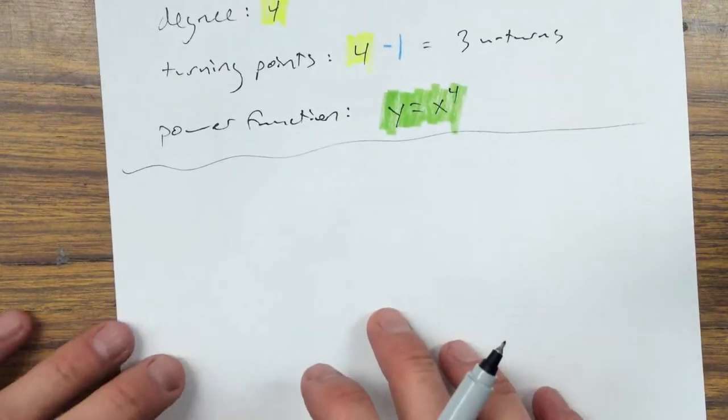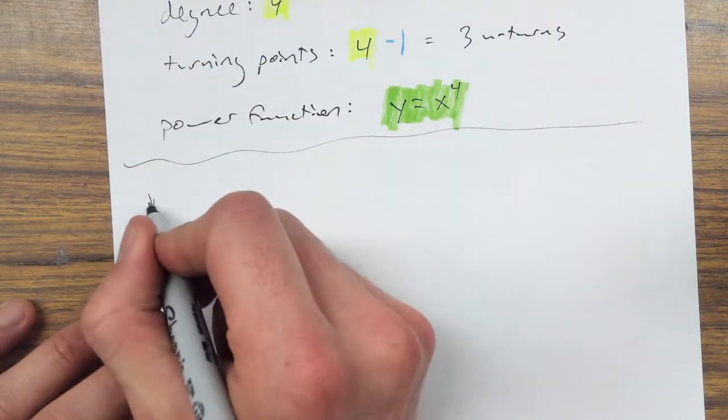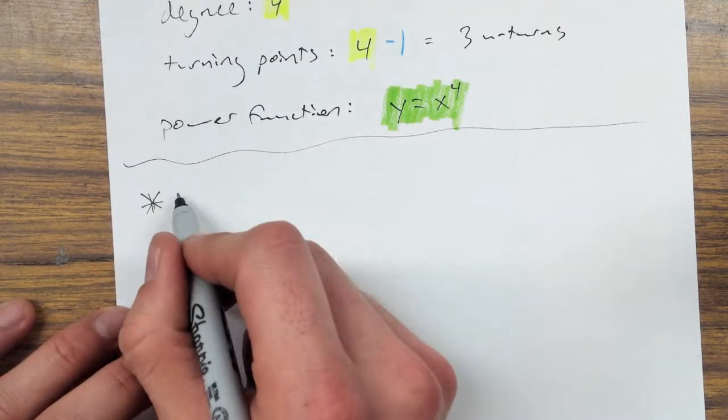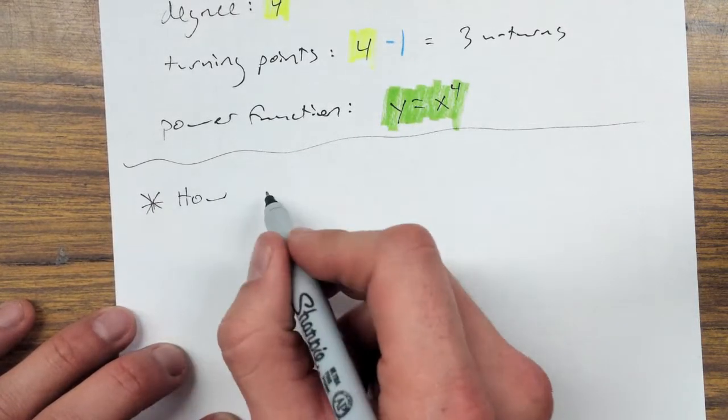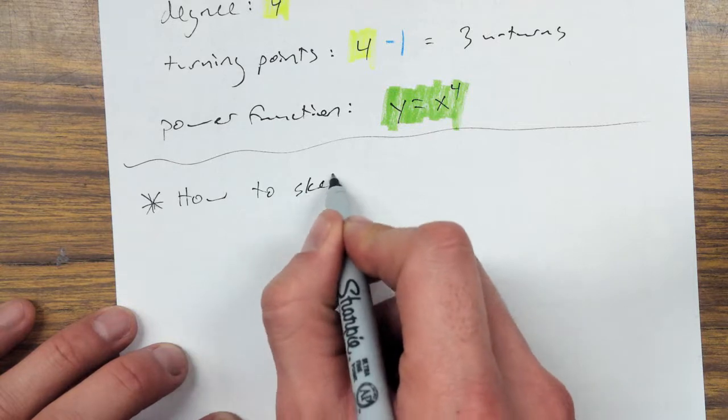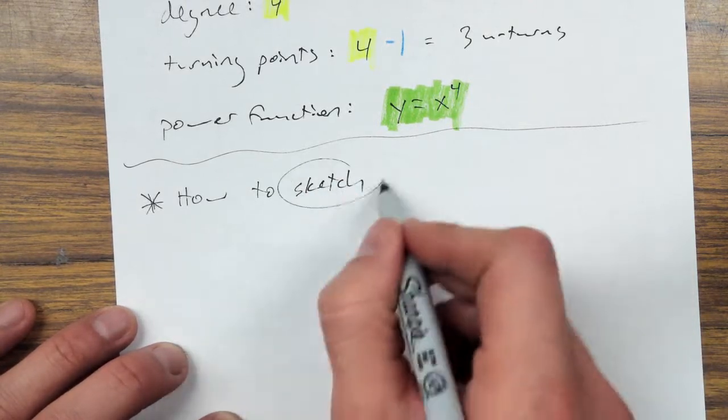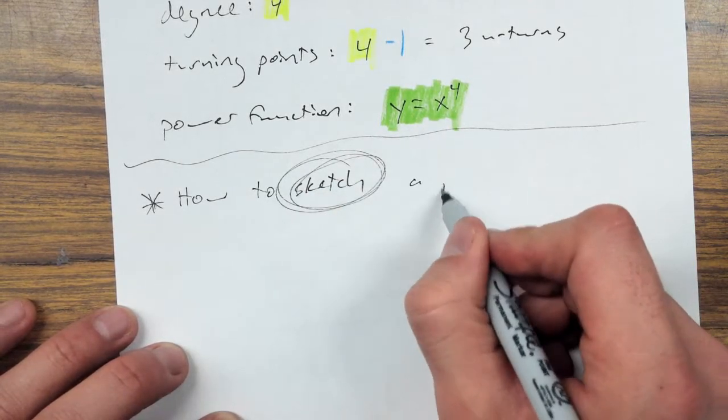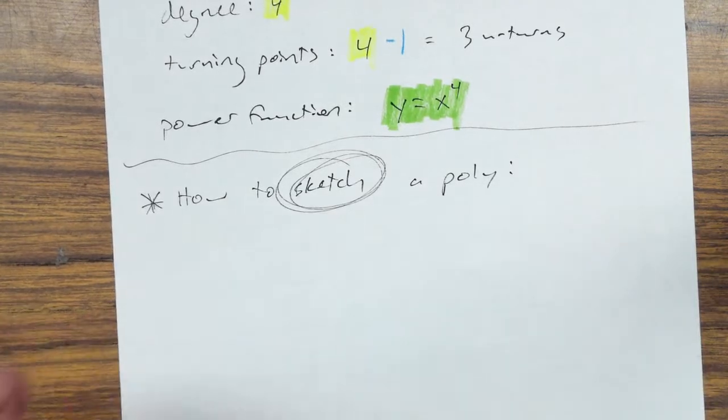Now, a couple of early notes before I get into our next couple of examples. How to sketch a poly. Now I know there's different ways we can graph.